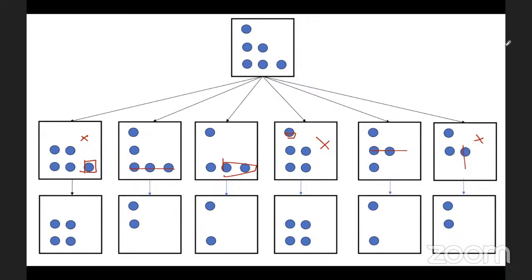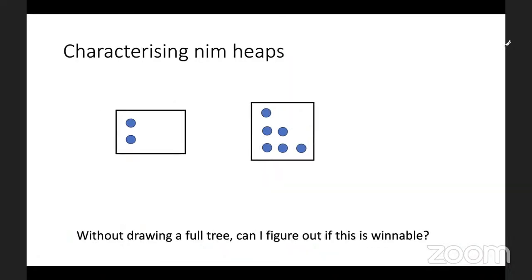Now, I would really rather not have to draw this whole entire tree. So is there something about this heap that I could look at, the set of tokens, the set of rows? Maybe there is something I could do to figure it out. The next order of business is to try to characterize these things.